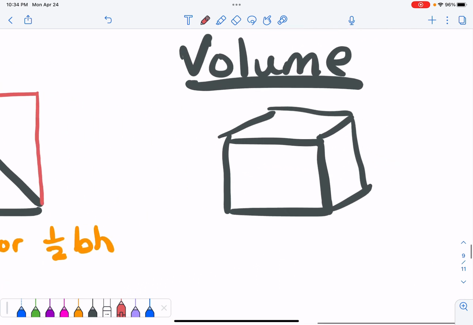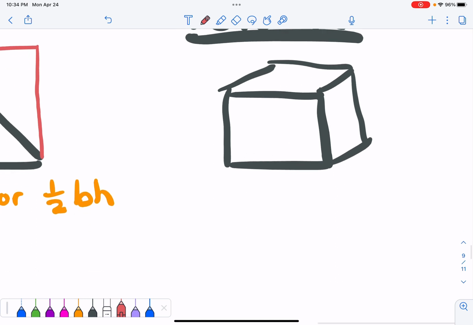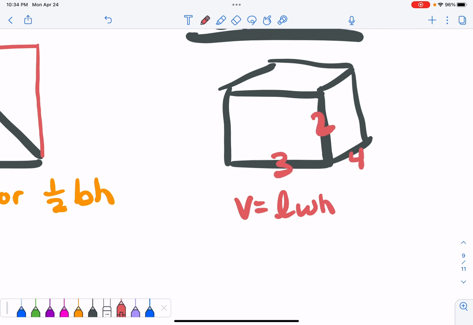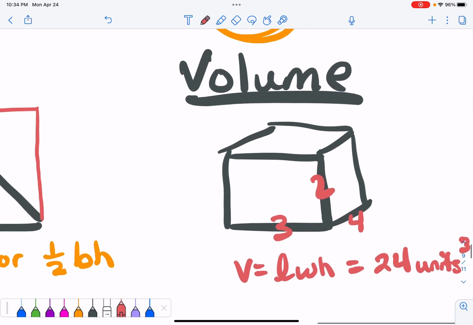Also, one more. The only volume formula that you'll probably need to have memorized is the volume of a cube or a rectangular prism, and that is just length times width times height. So if this is 3 and this is 4 and this is 2, you would take 3 times 4 times 2. So 24 would be the volume of that, and that would be in units cubed for volume. Just keep that in mind. That is the only one that they are going to have you memorize.